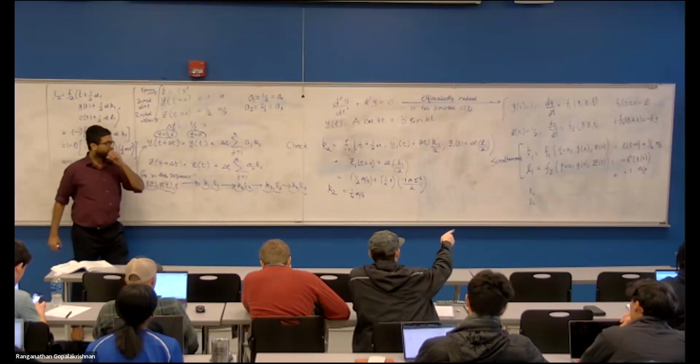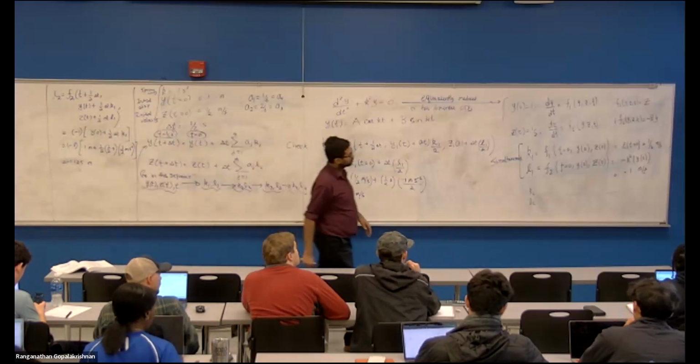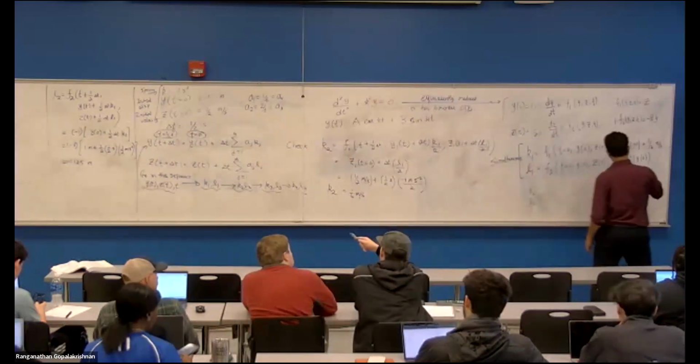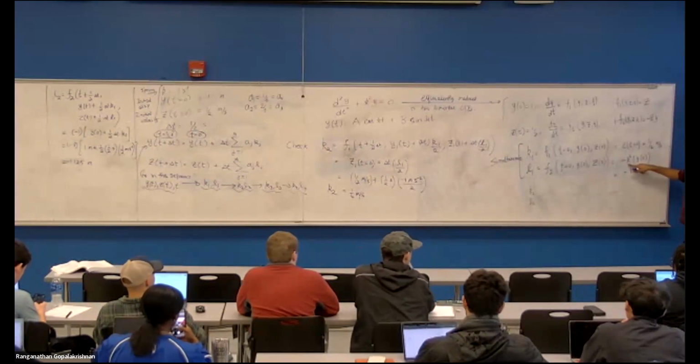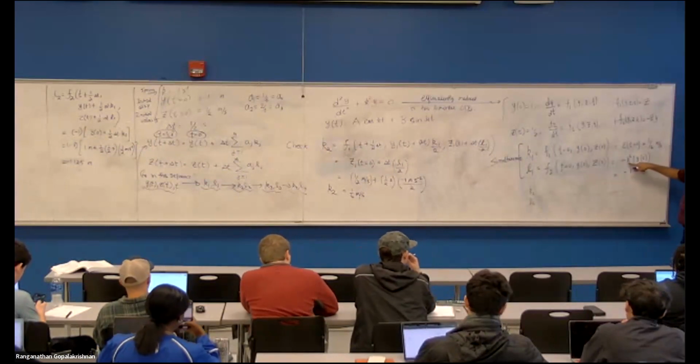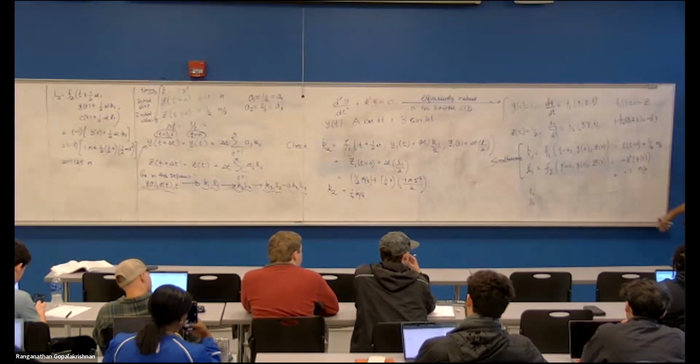Yes. What happened to the negative k squared over here? K is 1, so -1 squared. That's why I chose k equal to 1 to keep the numbers simple.